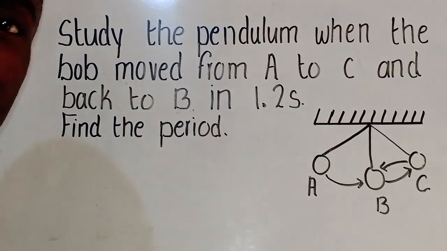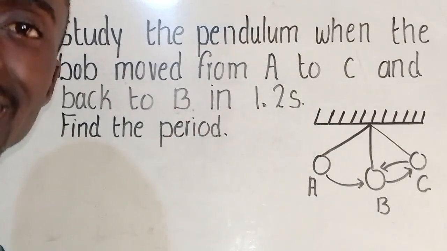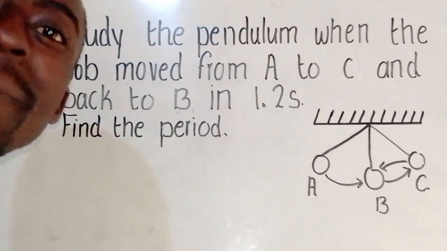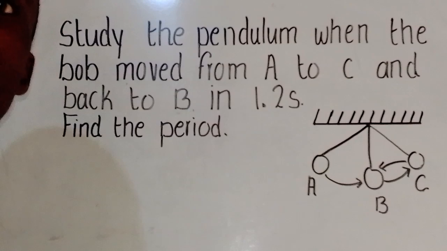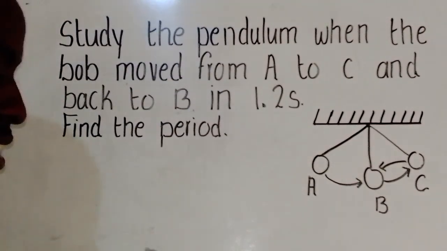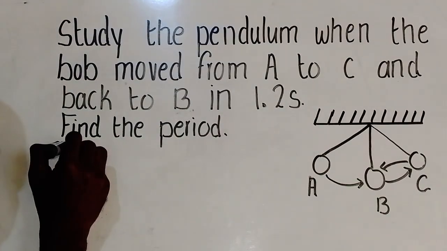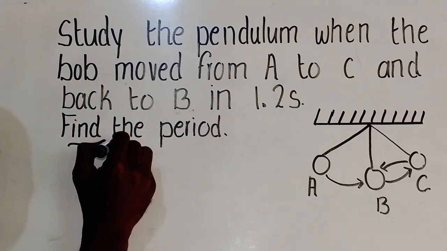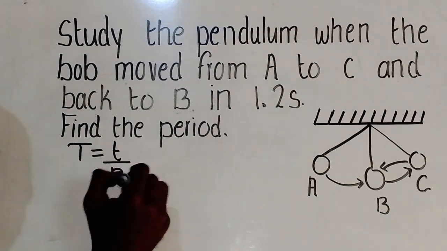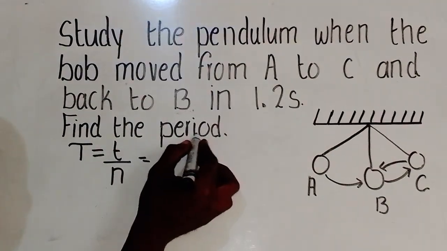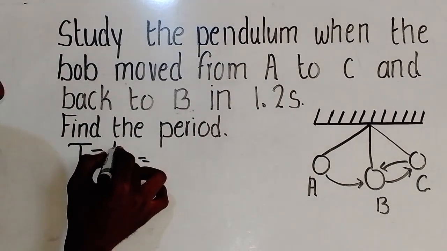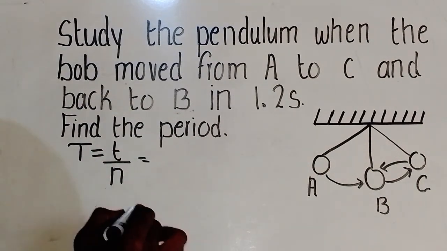Okay? But the question is talking about the period. What is the period? Period is the time taken to make a complete cycle or wave. Now what we do is this. The formula for period is like this: T equals t over n. T is the period, the time taken for each cycle, and n simply means the number of cycles.